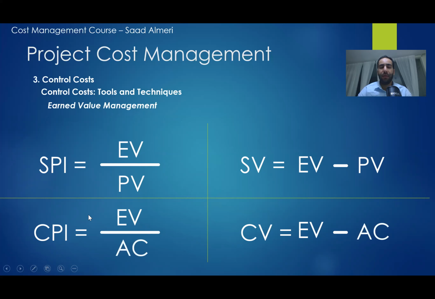And when we want to talk about the cost performance index, we need the actual cost. So here is the actual cost at the bottom, and here is the actual cost at the end of the CV variance. This is a simple way to memorize the formulas of SPI, CPI, SV, and CV. In the next few slides, we will explain more about them, but this slide is just to show how we can memorize them.